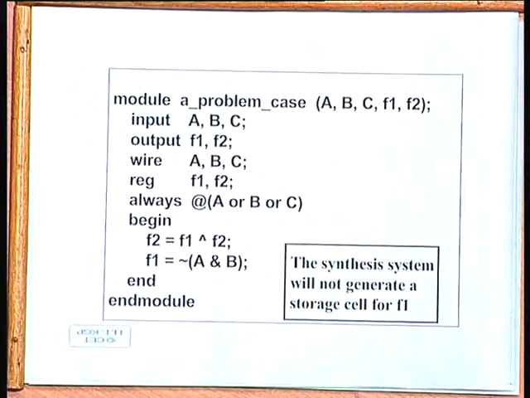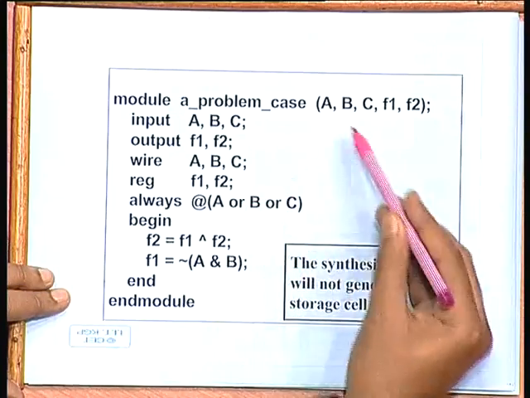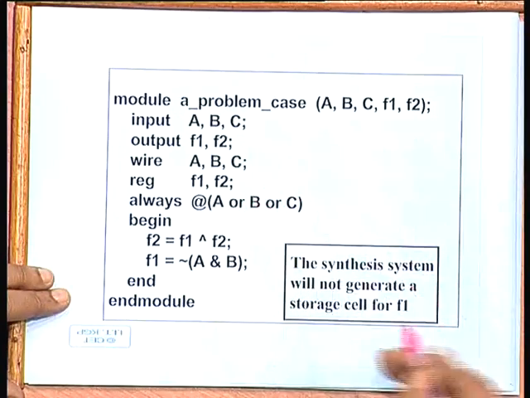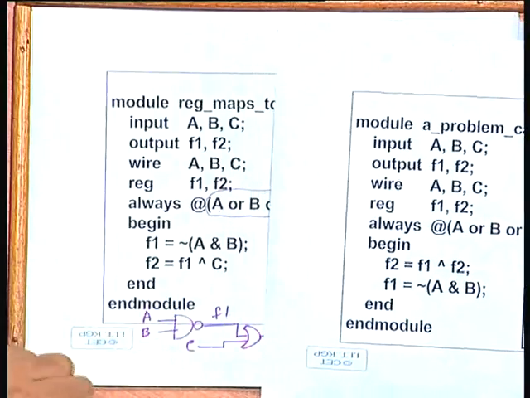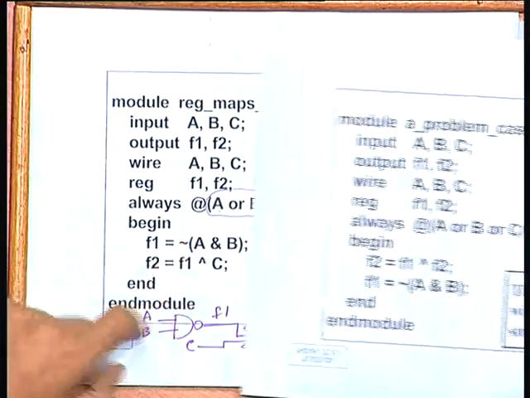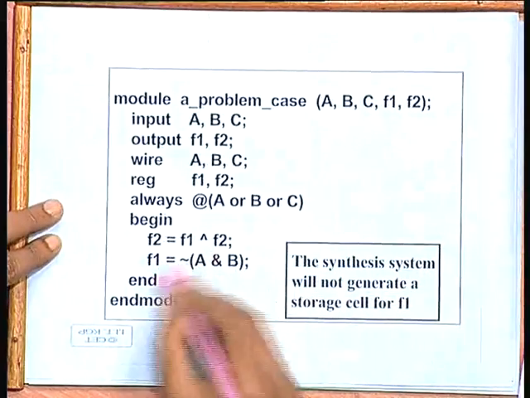You look at this example, this is apparently a problem case. Why am I calling it a problem case? The first part is the same as in the previous case. The only thing we have done, you just look at the previous example, is interchange F1 and F2, these two lines.